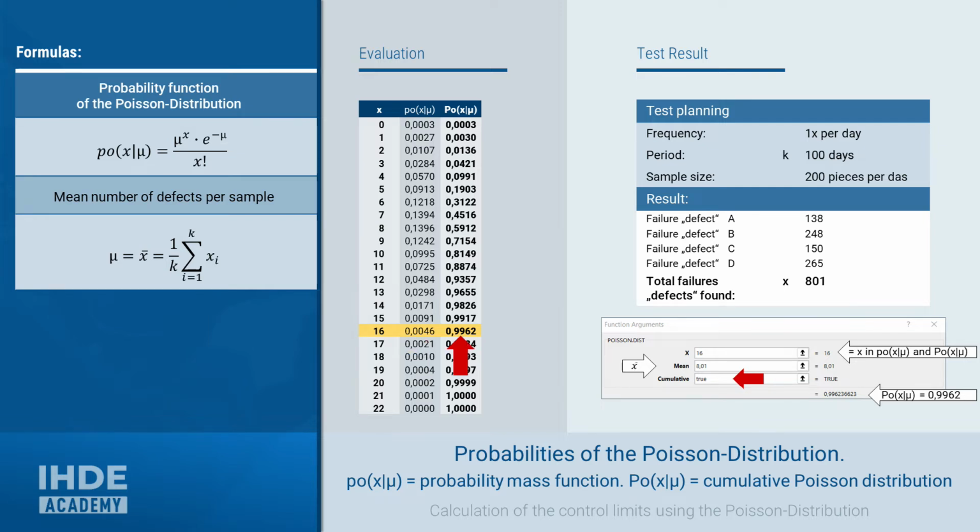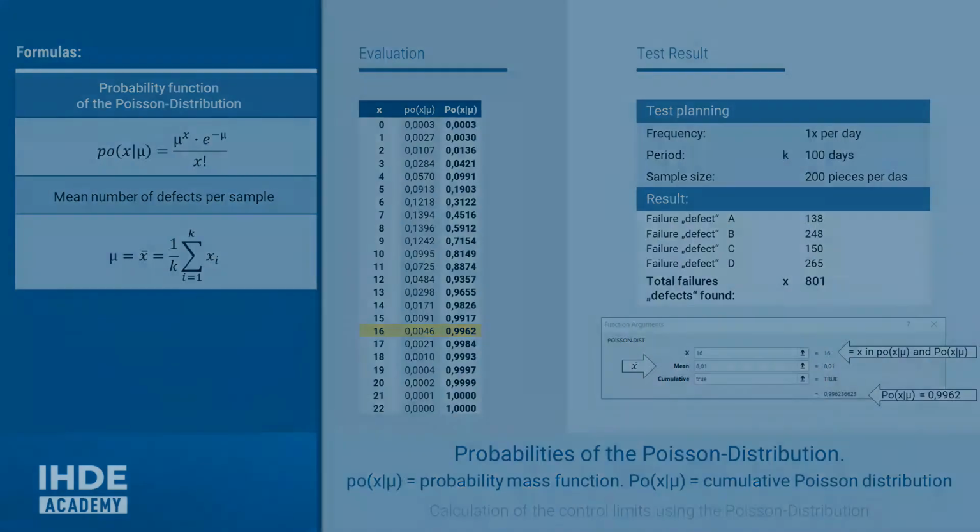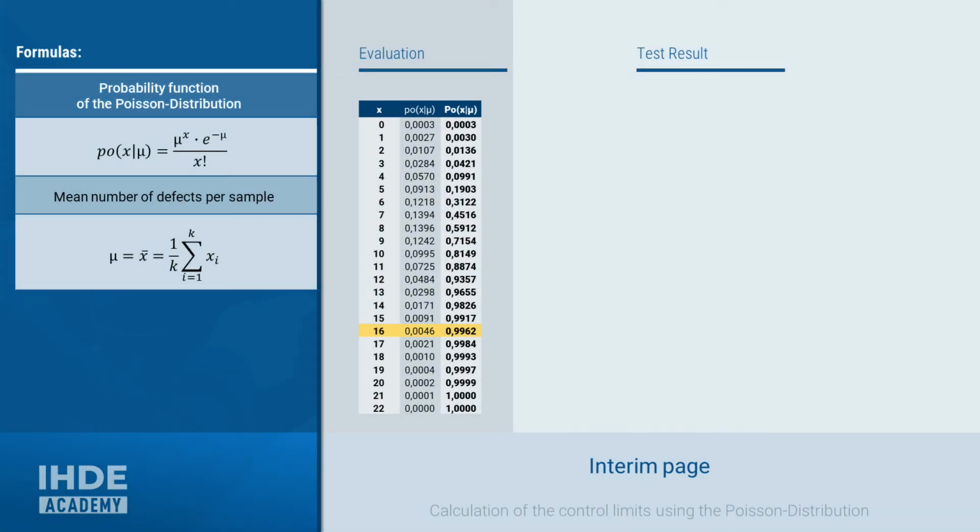If you set the cumulative input field to true, the previous individual probabilities are added up. Here, in the large p(o) column, that would be the sum of all individual probabilities from n0 up to and including 16. The result is then 0.9962. It is precisely these summed probabilities that we need to calculate the control limits. Let's create the necessary space for this, and we will continue.